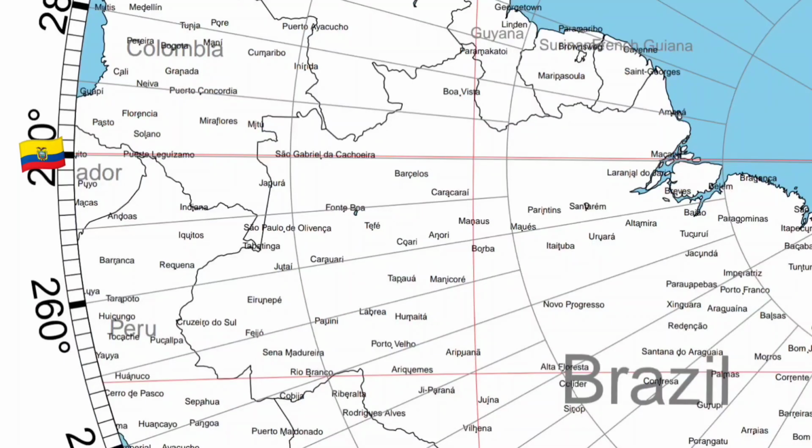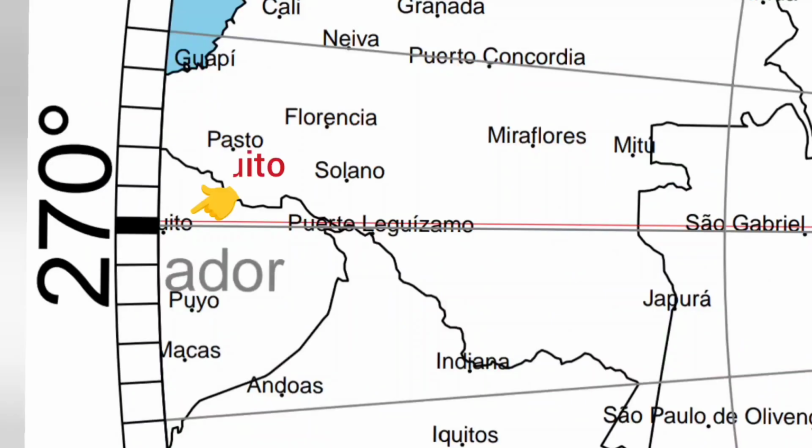And I just thought this was hilarious. It says Ito. It literally split Quito in half. So it did land right on Quito.